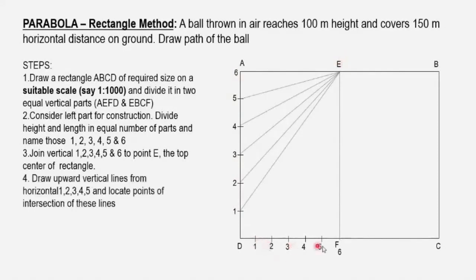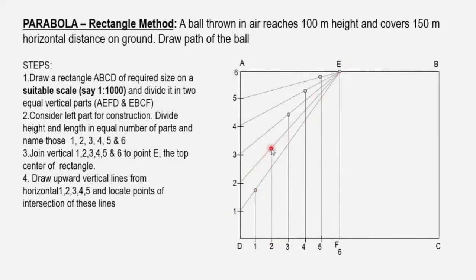Then from the points 1, 2, 3, 4, 5, 6 on the horizontal line, draw vertical lines and locate the points of intersection. So from point number 1, I draw a vertical line. This line from 1 cuts the line E1 at this point. Similarly, I draw a vertical line from point number 2. This vertical line from point number 2 cuts the line E2 at this point.